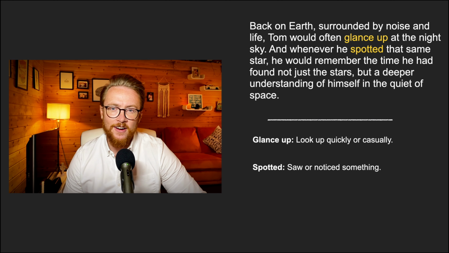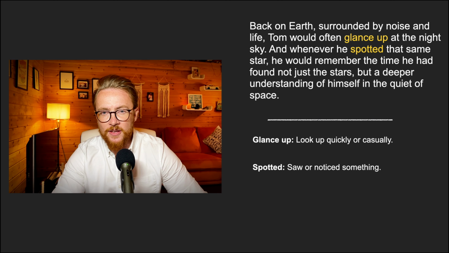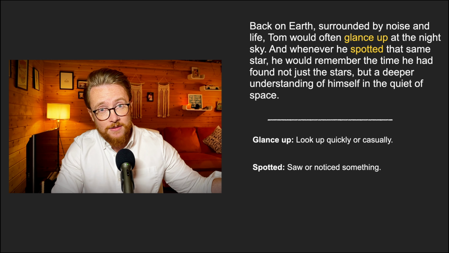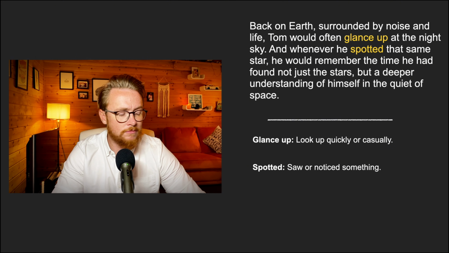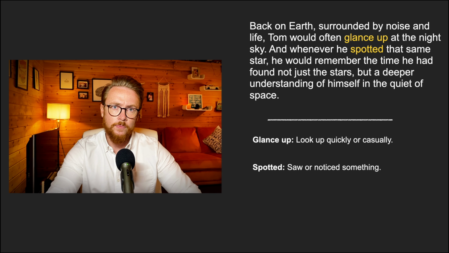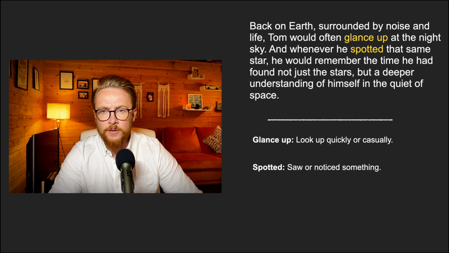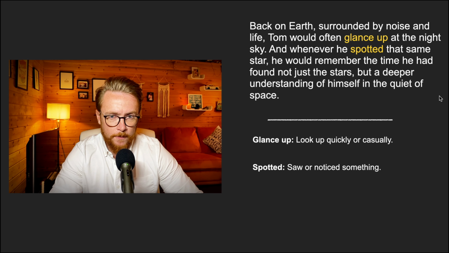Really interesting idea there, isn't it? That it might be the same star. Maybe Tom's imagining it's the same star. We don't know. But every time he'd look up, it would just take him back to reality. And I guess it was quite a comfort for him. That realization that he's got more of a deeper understanding of himself now. So there you go. It's a very interesting story, isn't it? And it does get you thinking, as humans, we do like to be with other people. We need companionship, but sometimes we find out a lot about ourselves, don't we, when we are alone. In solitude is often when we learn most.